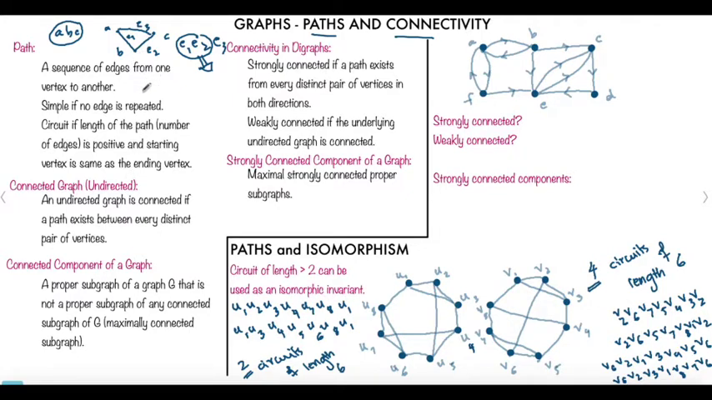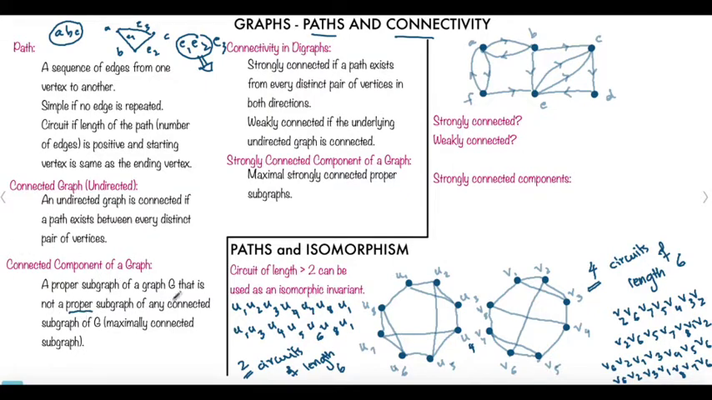Okay, connected component of a graph. So for example, if we have a graph, then we want to find a proper subgraph of the graph that is not a proper subgraph of any other connected subgraph of G. Okay, this means that if we have a graph, what is the maximal subgraph of that graph which is connected. Okay, but that has to be a proper subgraph. So proper subgraph is the same concept as proper subset. So it has to be smaller than the actual graph, but it has to be connected. Okay, that is called the connected component.